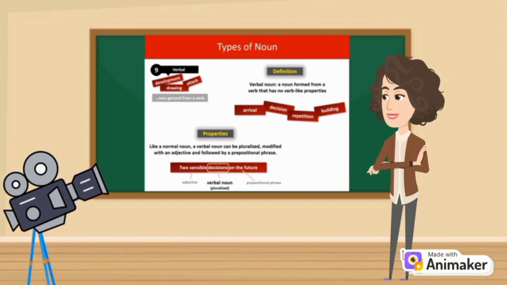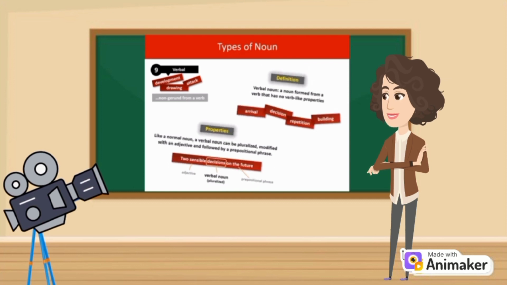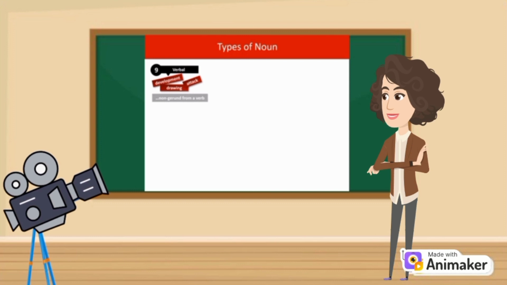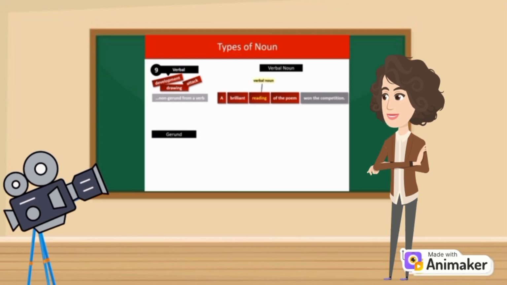So let's put up a verbal noun and a gerund with similar examples. A brilliant reading of the poem won the competition. This is our verbal noun, reading. Let's put up a similar version with a gerund. Brilliantly reading the poem won the competition. This is our gerund.